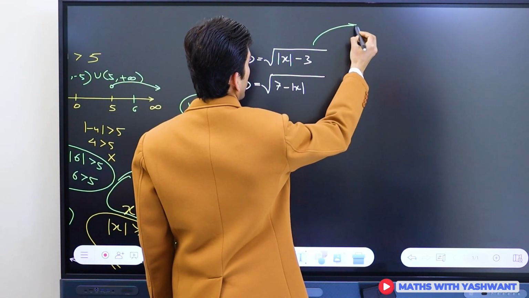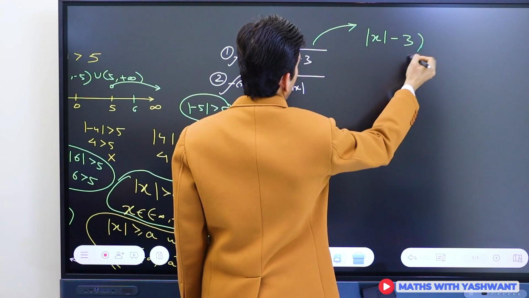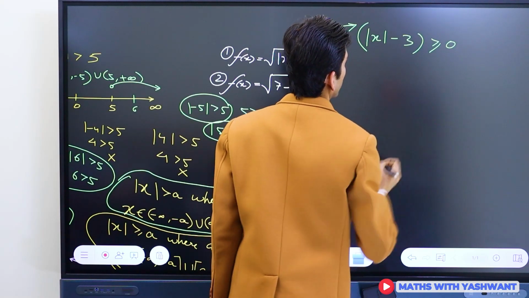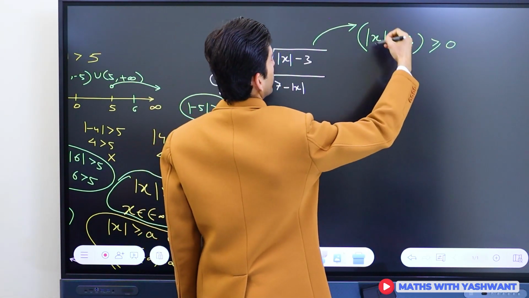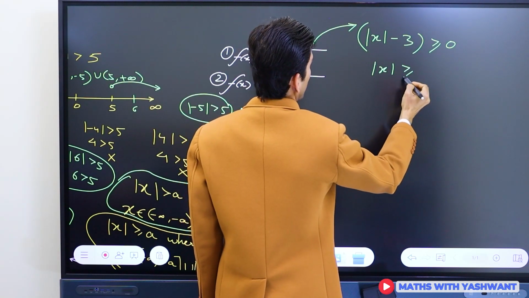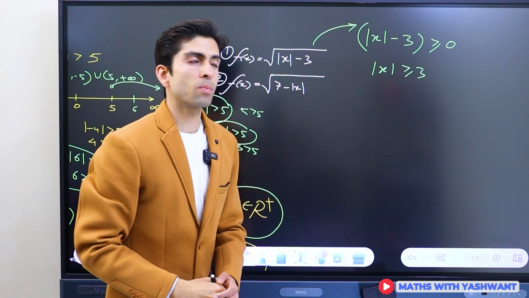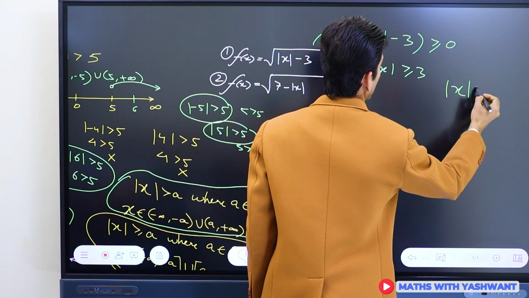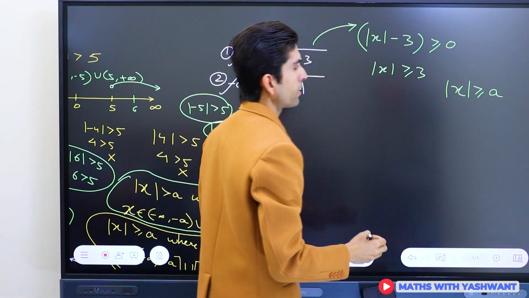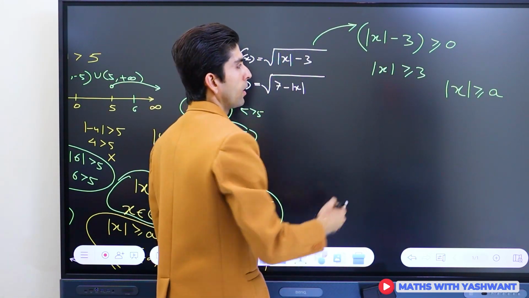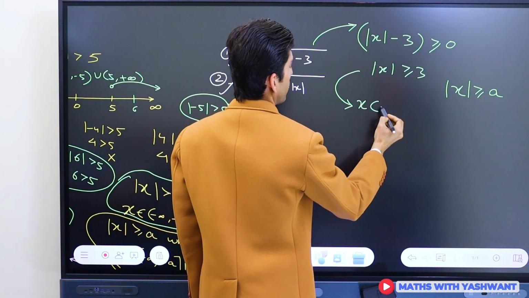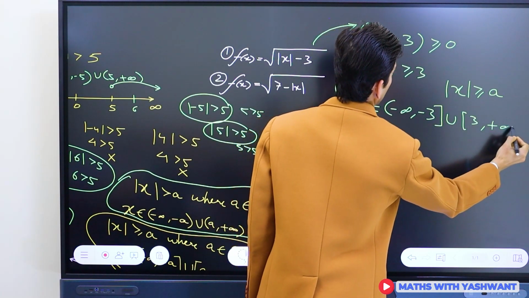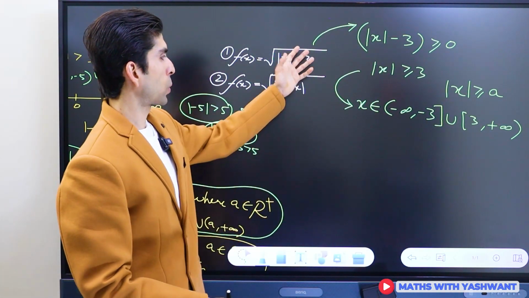So for the first one, we have to make sure that mod of x minus 3, the inside quantity of the square root sign, must be greater than or equal to 0. Now we solve this inequality. We take negative 3 to the right hand side, so we get mod of x greater than or equal to 3. Just a couple of seconds back, I was talking about this type of situation; it is very similar to mod of x greater than or equal to a, where a is a positive real. Here 3 is a positive real. So we can directly write x belonging to negative infinity to negative 3 union 3 to infinity. That's all. So for the first question, we have got the domain.